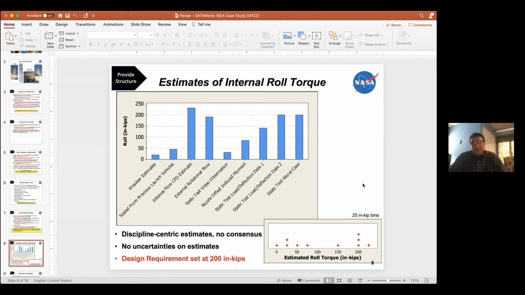As you can see across, there was a large range of estimates, and there was no consensus across the disciplines, and there was no uncertainty on these estimates, and that's a very important aspect. You know, my background is engineering. My undergraduate degree is in engineering, and I know that when asked a question about a parameter, an engineer gives a value, and they internally sort of figure some uncertainty on that value, but not expressing it explicitly makes it very difficult to communicate across disciplines and to come to some consensus. The design requirement was set at 200,000 inch-pounds, sort of near the max.